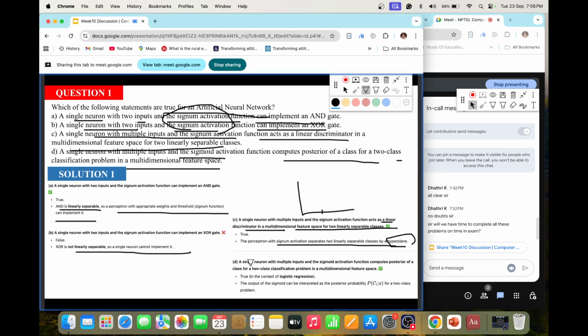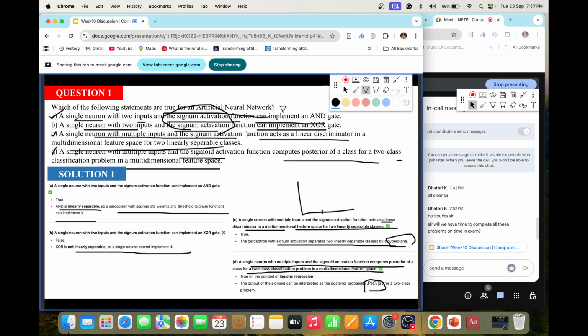And option D, a single neuron with multiple inputs and the sigmoid function, computes the posterior. Yeah, definitely, if it can separate it, then it can calculate the posterior class for a 2-class classification in a multi-dimensional feature space. So this is regarding the formula of a posterior class. Okay, so that can be computed. So option A is right, option C is right, and option D is right.